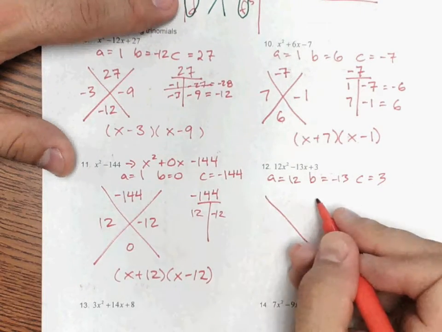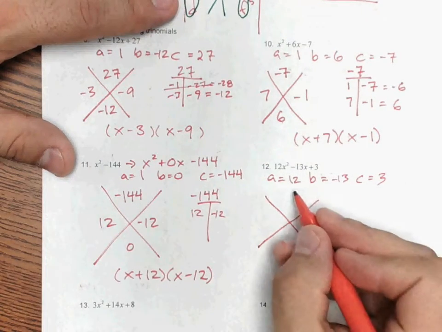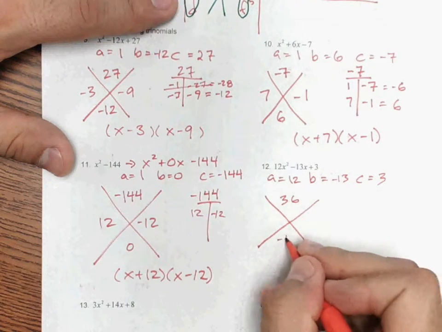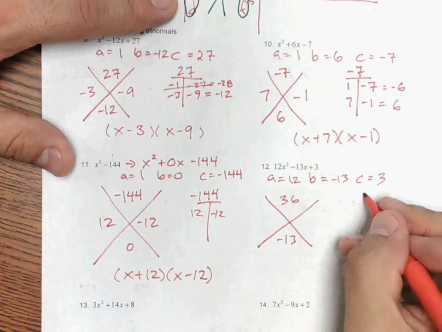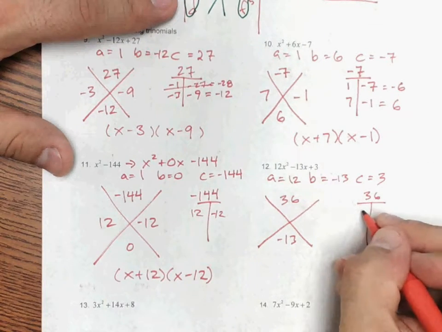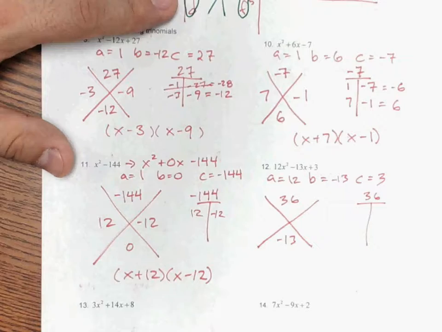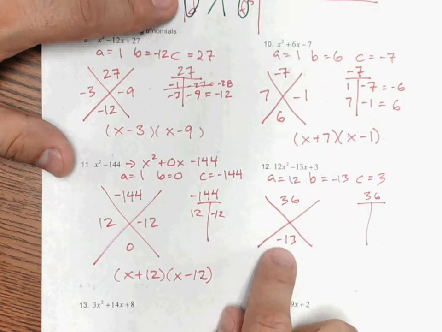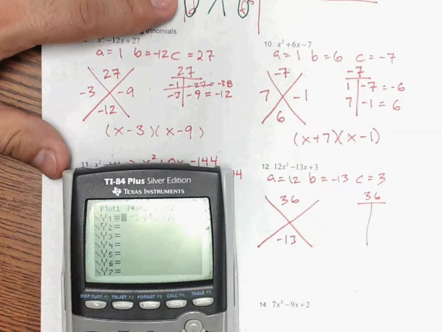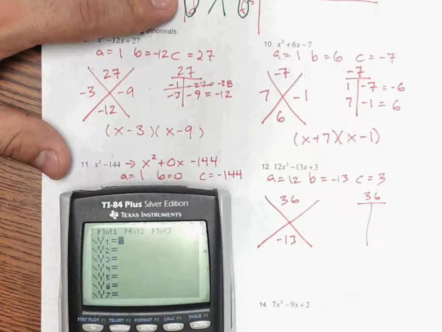So we are going to go ahead and plug our numbers in. 12 times 3 is 36, bottom is negative 13, so we need factors of 36 that add up to negative 13. Now, remember, if the bottom is negative and the top is positive, we're looking for 2 negative values. So we want 36 divided by x.